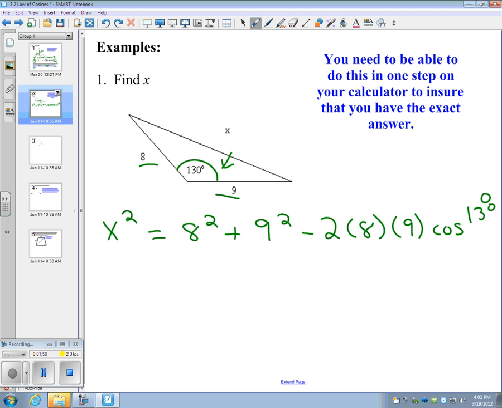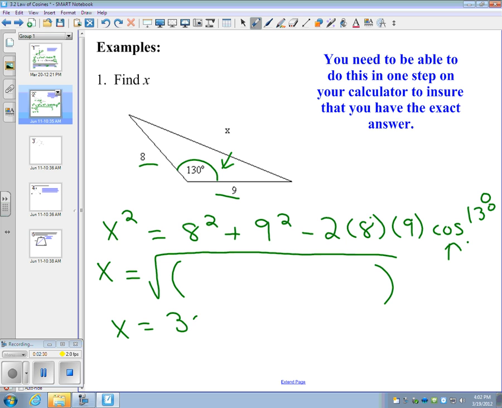In our calculator, we want to enter all of this. We want to enter x is equal to the square root, and then you want to bracket the heck out of this and enter it all in, so it just spits out the number. Depending on how your calculator works, most graphing calculators, you write cos first. Someone using a regular calculator is going to go cos 130 times 9 times 8 times negative 2 plus 9 squared plus 8 squared equals, and then square root your answer. If I were you, I would take a second, grab a calculator, and see if you can get this answer. X equals 30.22.